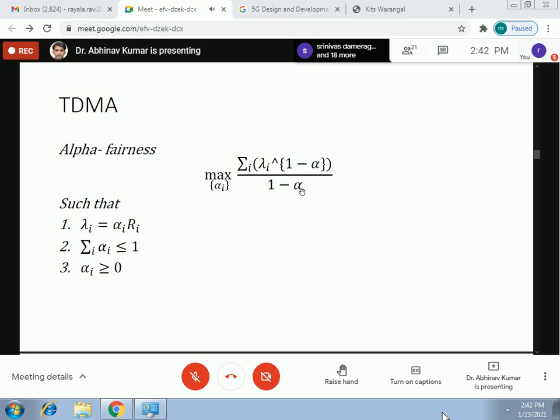When I substitute alpha equal to 0, this is nothing but the maximum sum rate. When I substitute alpha equal to 1, when I apply limits, it tends to summation of log of lambda i, which is essentially proportional fairness. I can also substitute alpha tending to infinity, and it will tend to max-min scheduling, right? Again, we can derive the solution for this also, in terms of alpha i in terms of ri's. They can be derived in closed form.